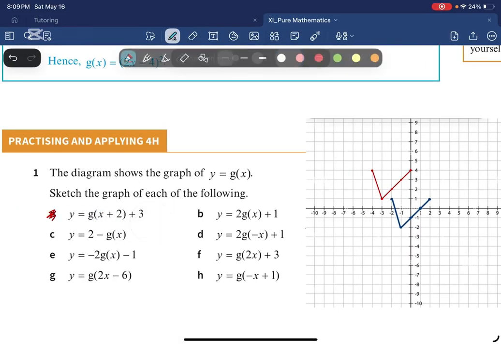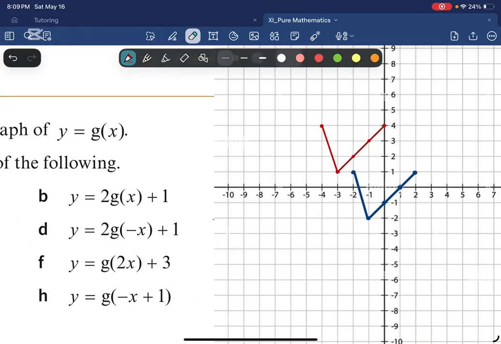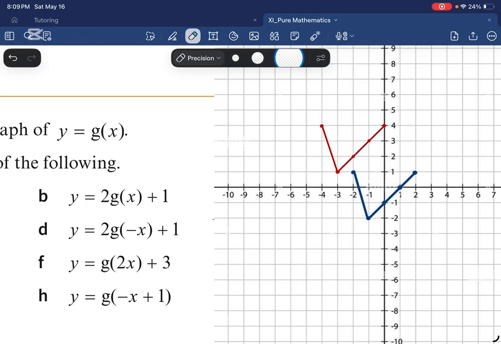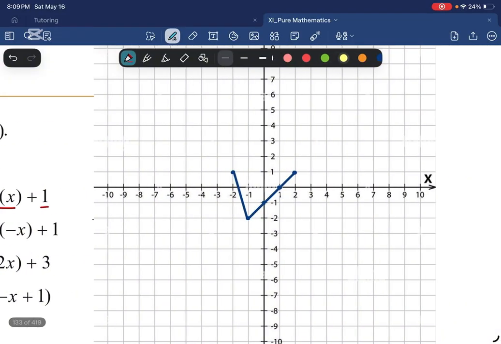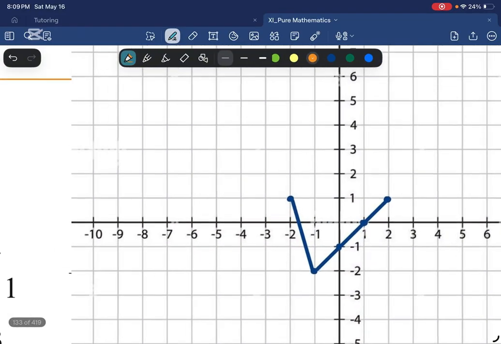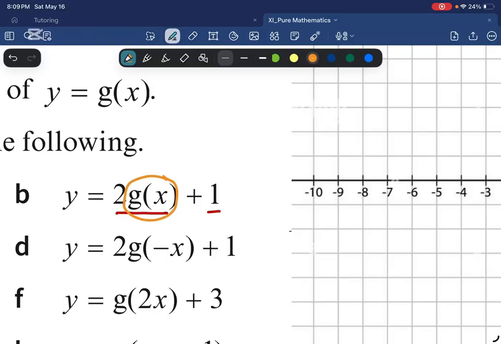All right. For B, I'm going to erase this. I hope you can see the answer here. For B, I have a vertical stretch. I need to do my vertical stretch and reflection first, and then do my vertical shift. So let's do the stretch. I'm going to do the stretch in orange. Remember, if x is your input, g of x is your output. g of x is going to be your y coordinates. I need to do 2 times my y coordinate, 2 times my output, and then I need to plus 1.